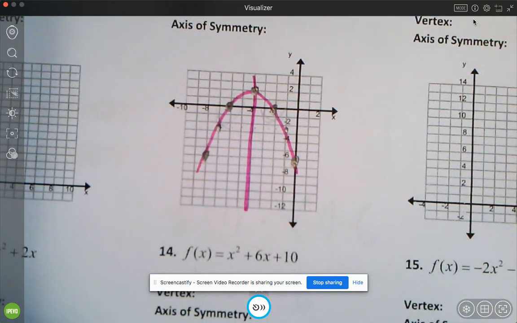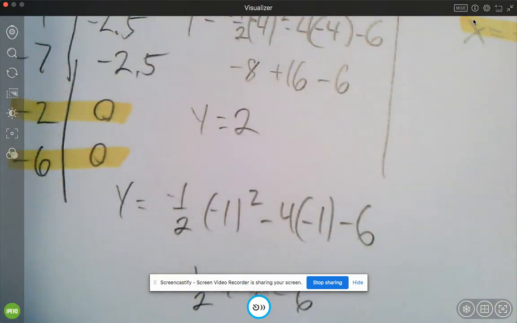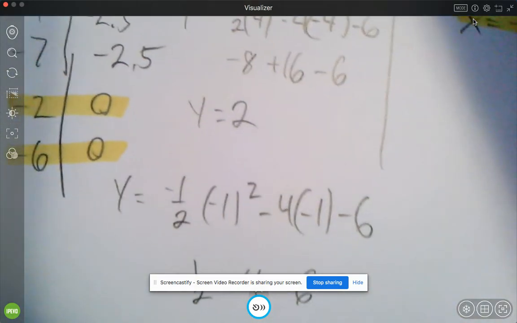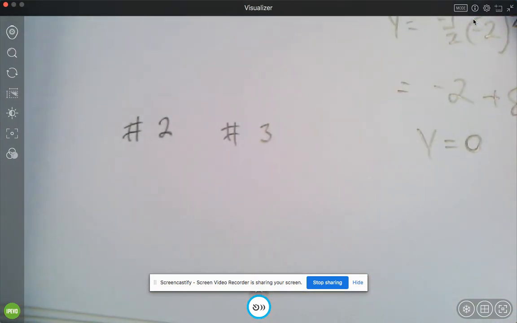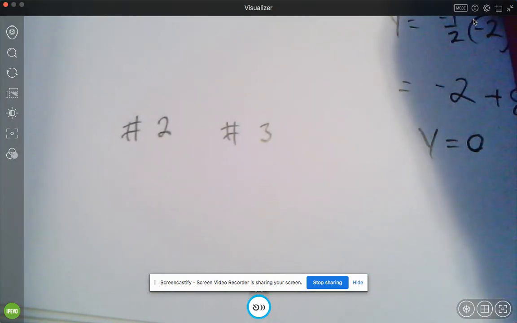Okay. So now, just for a heads up, as you're doing this handout, the only other ones that are going to have solutions that work like this is numbers 2 and 3. The rest of your parabolas are not going to have x-intercepts.